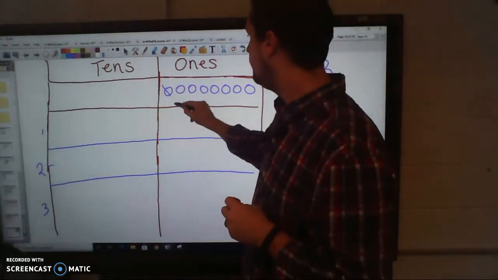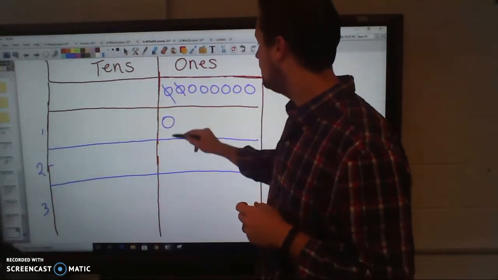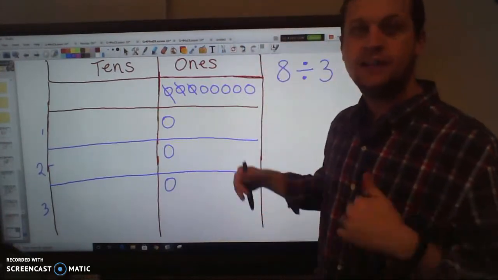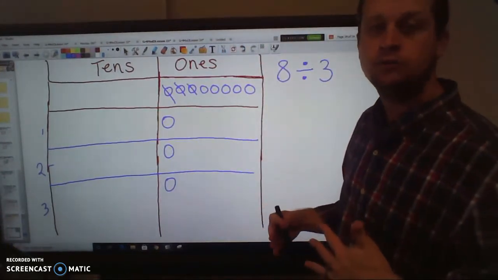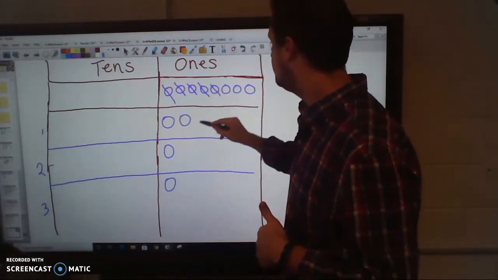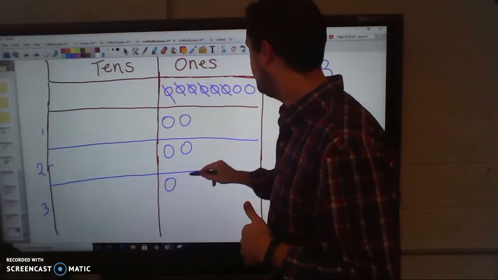So take away 1, add 1 here. Take away 1, add 1 here. Take away 1, add 1 here. I'm going to keep doing that until I run out. Okay, so take away, take away, take away.